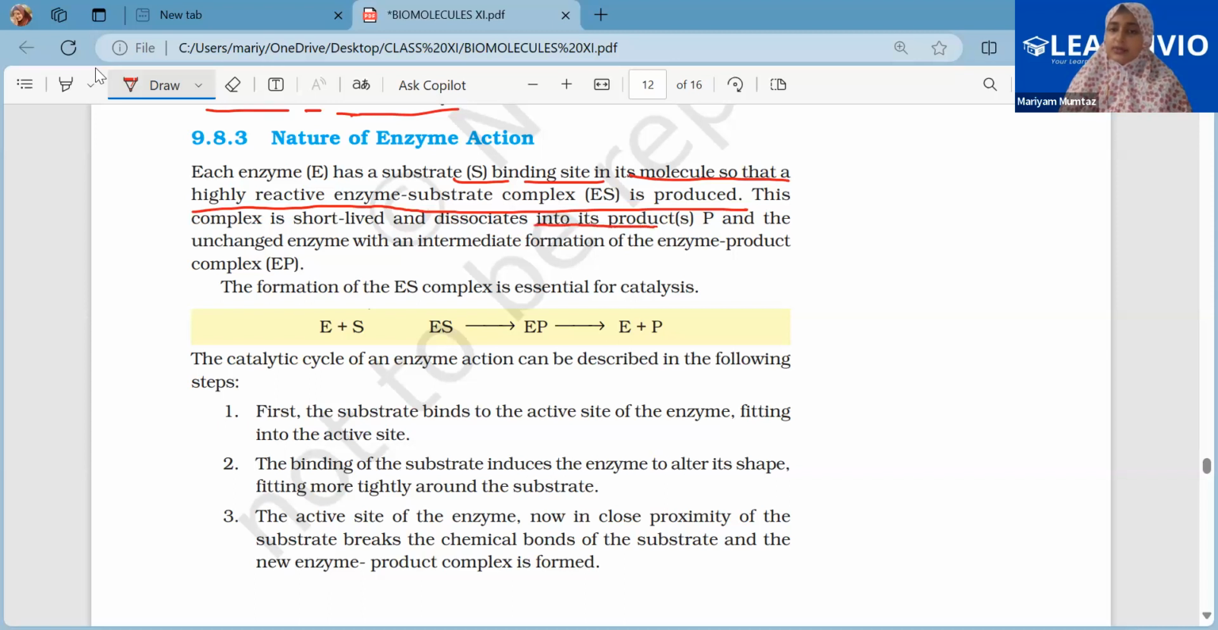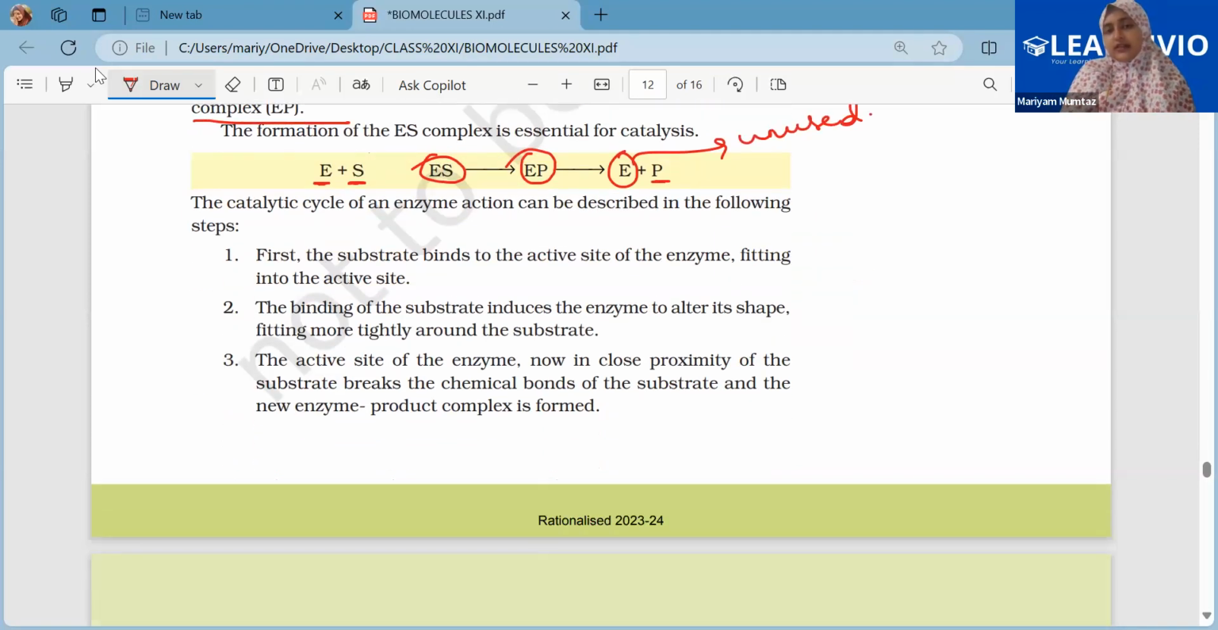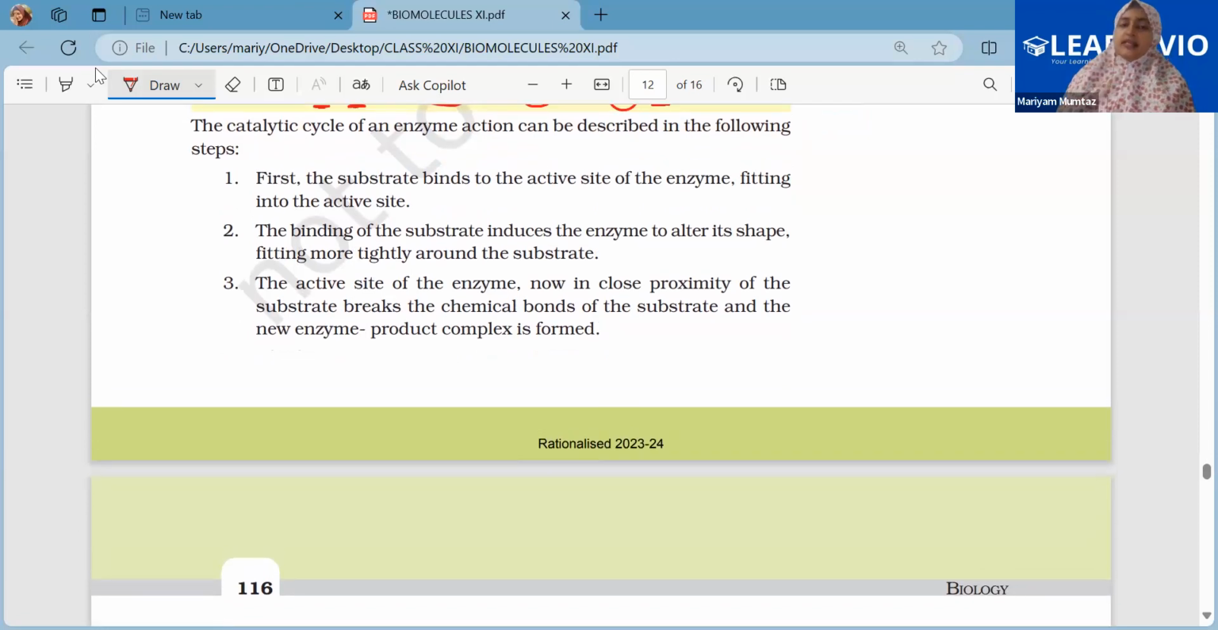Now, the enzyme substrate complex is short-lived and dissociates into its products, that is P, and the unchanged enzyme, with an intermediate formation of the enzyme product complex. See, first the enzyme along with the substrate forms the enzyme substrate complex, then it forms the enzyme product complex, and then the product gets released and the enzyme is unused. This is the greatest thing, that the enzyme does not get consumed during the process. Now, the catalytic cycle of an enzyme action can be described in the following steps. First, the substrate binds to the active site of the enzyme, fitting into the active site.